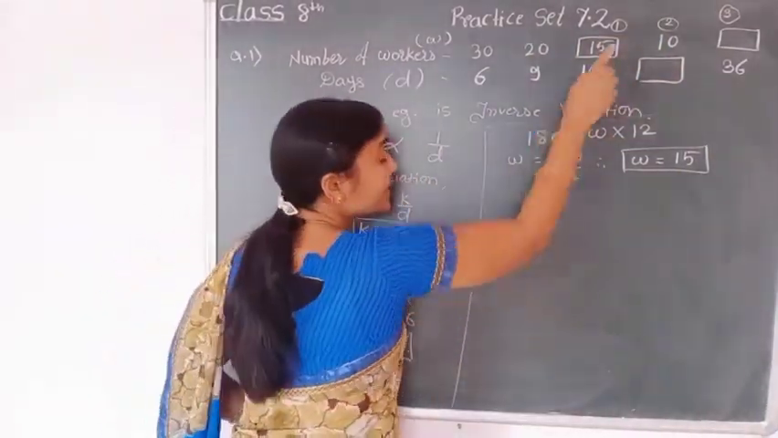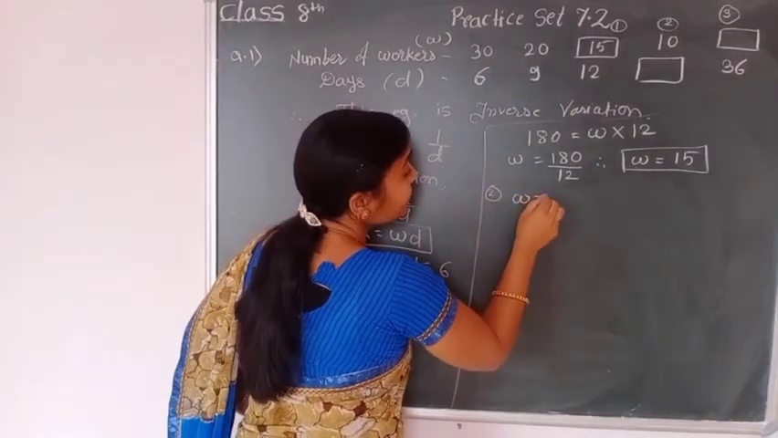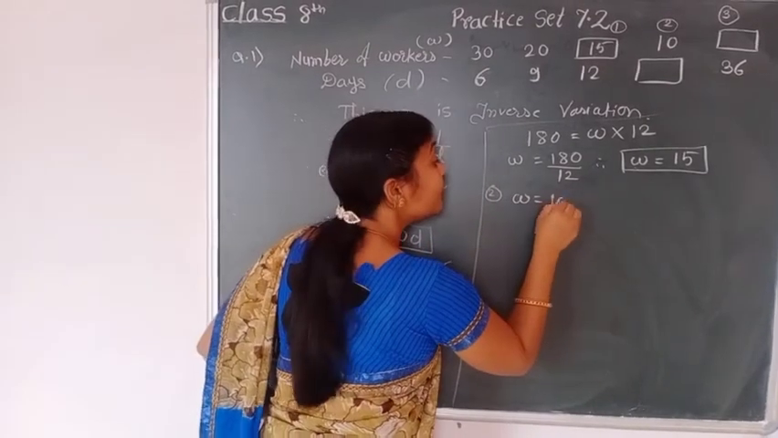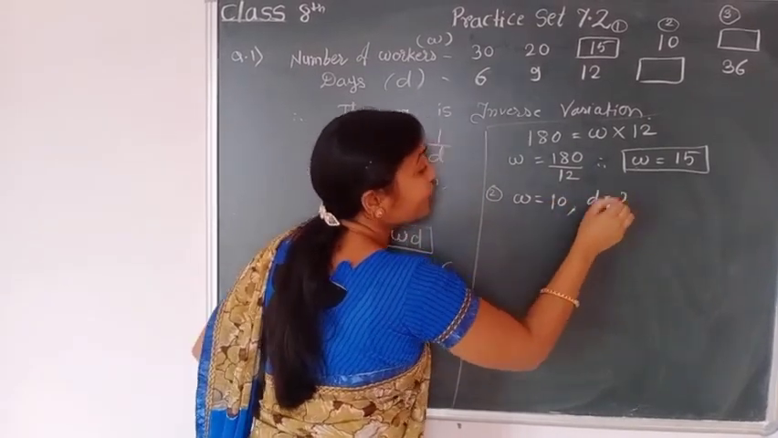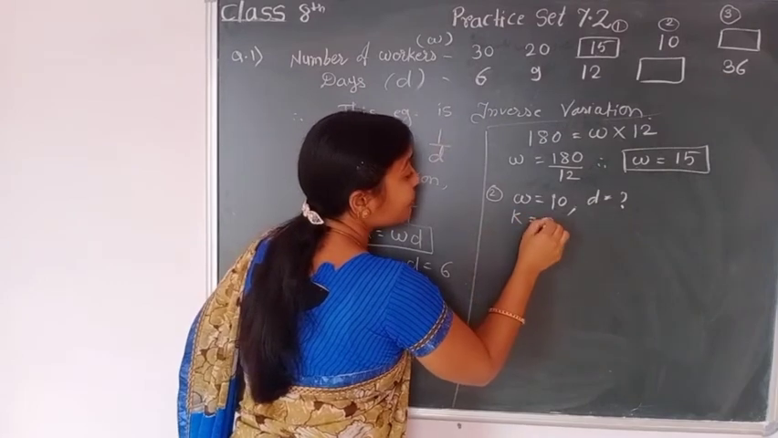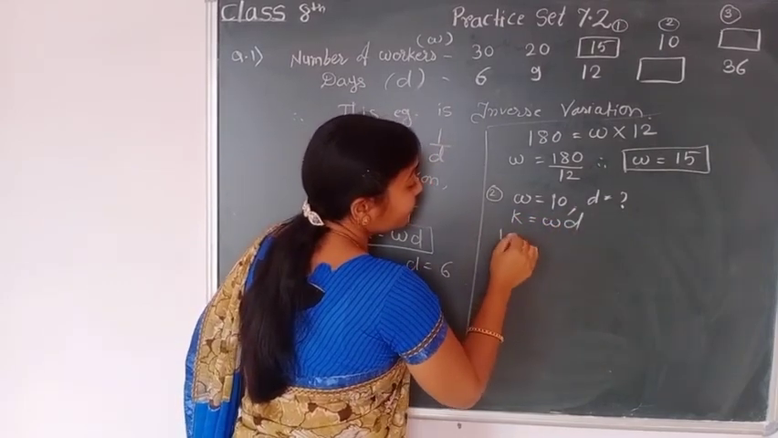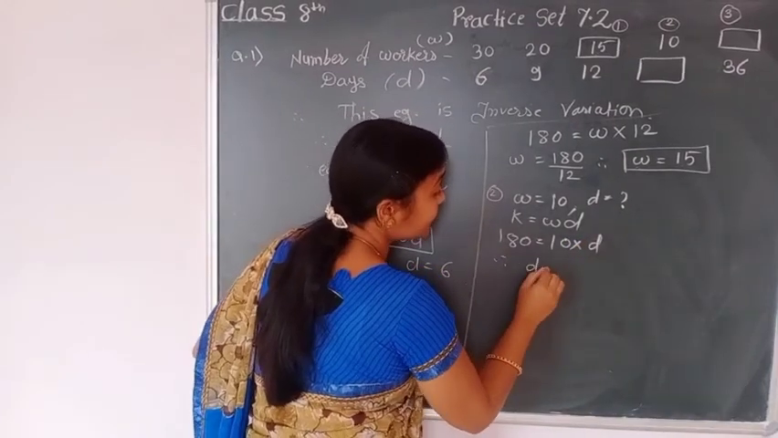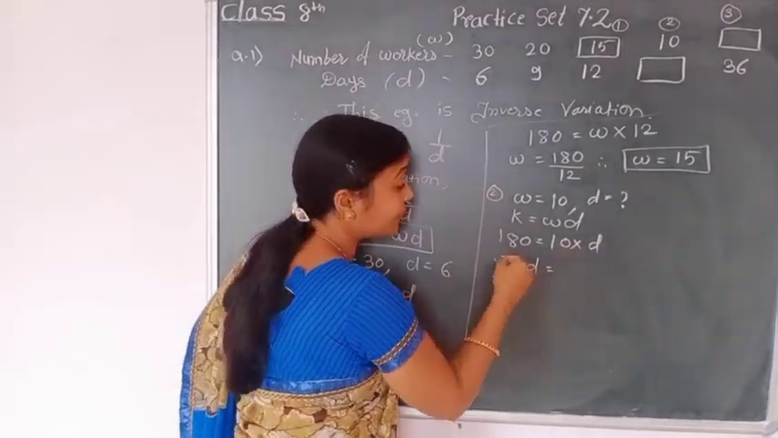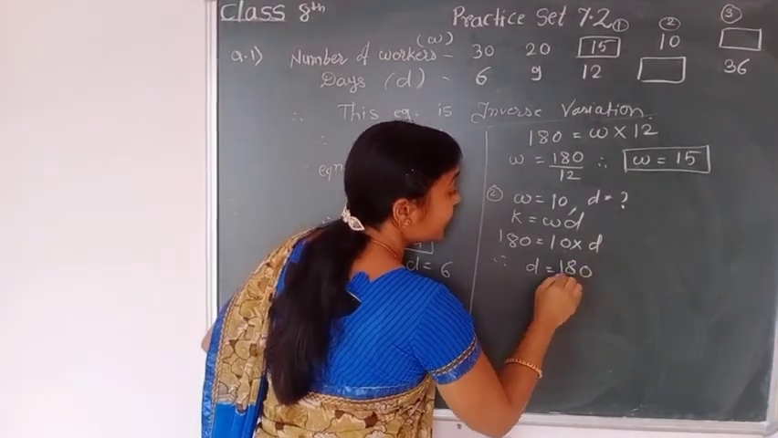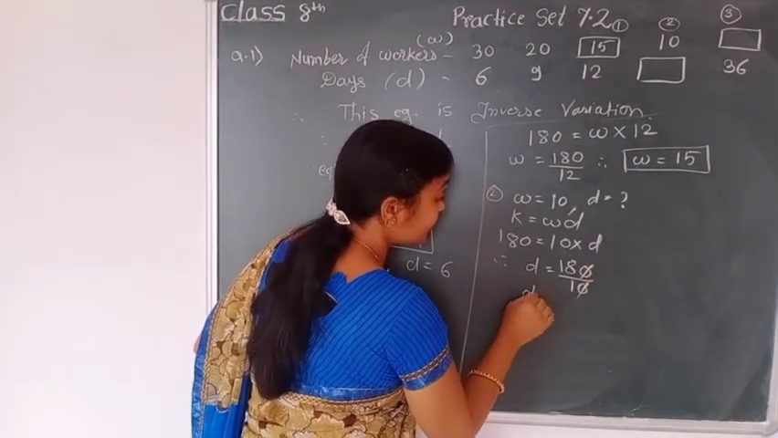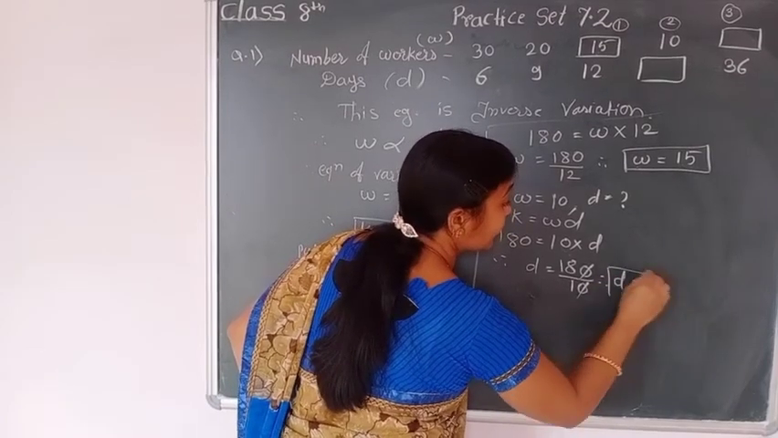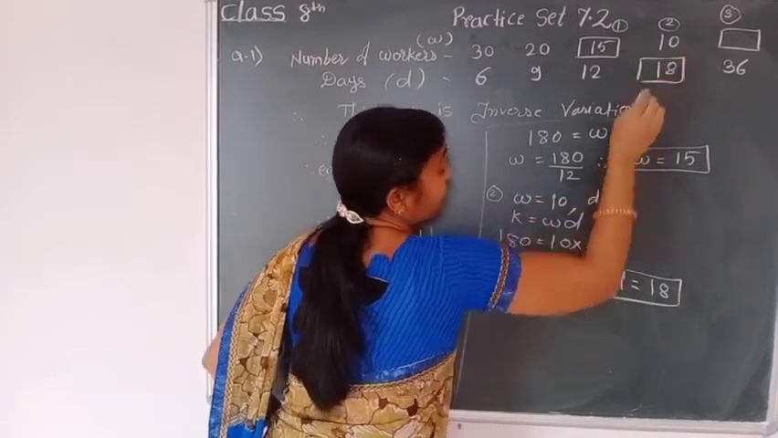Understand? Now we see example number 2. If the number of workers is 10, we find the number of days. Again, we write the equation of variation WD, 180 equal to 10 into D. Therefore, D is equal to 180 by 10, because 10 is in multiplication, when we transfer it, it is in division. Zero, zero cancel. So D is equal to 18. The number of days is 18.